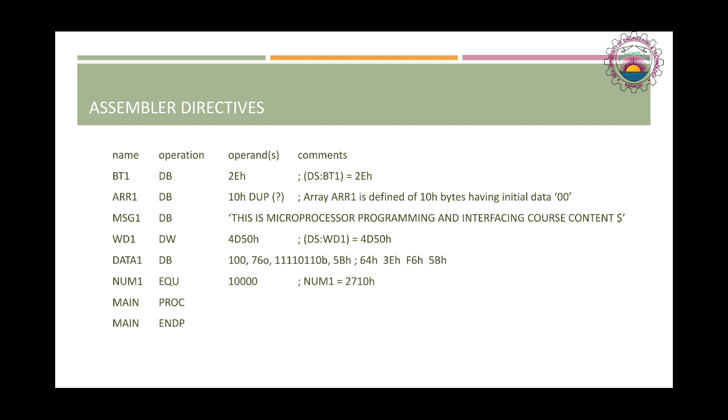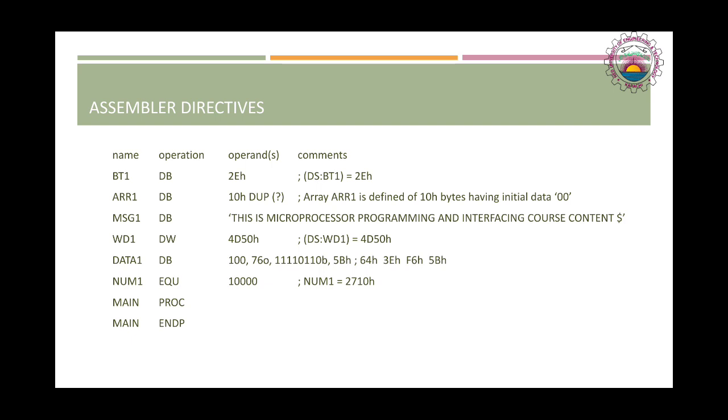Second statement is ARR1 DB 10H DUP(?). DUP means duplicate, with a question mark within small brackets. So you have defined an array having 10H bytes. Initial value is not defined, so all the initial values will be 0 in memory. So you have defined an array of 10 elements, or 10 bytes, each having value 00.